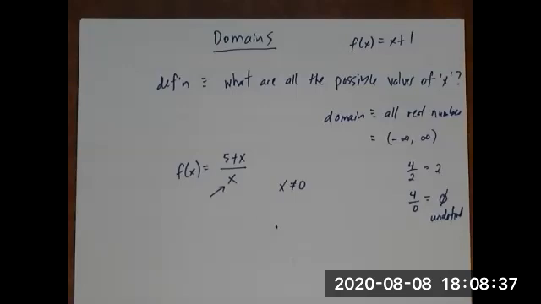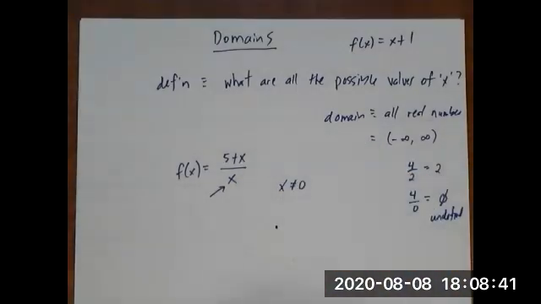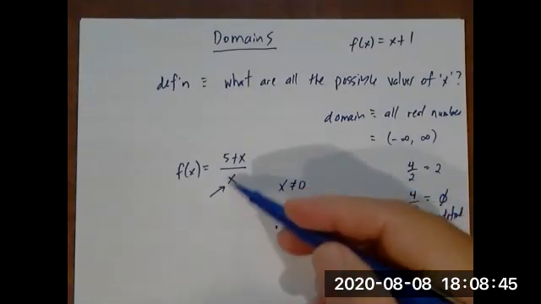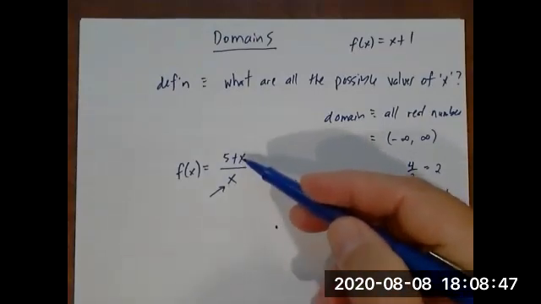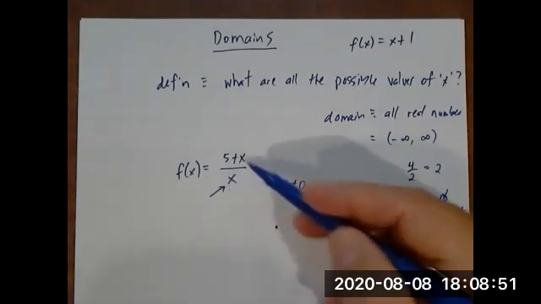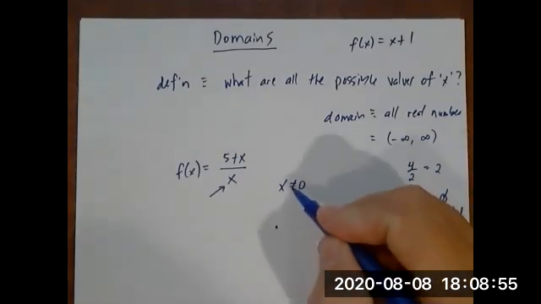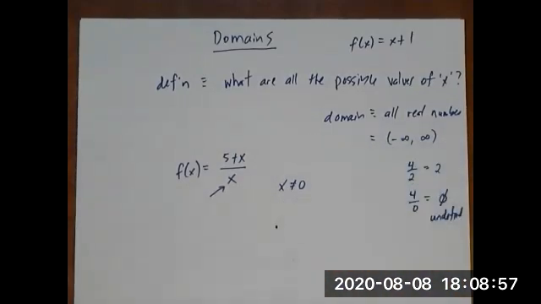Now, how about, is there any other numbers that's a problem? And in this case, no. X can be 1, x can be 2, x can be 10, x can be -5. X can be any other number, and I don't have a problem, except x cannot equal 0. So therefore, what would the domain be? Well, the domain says, well, what can x be?